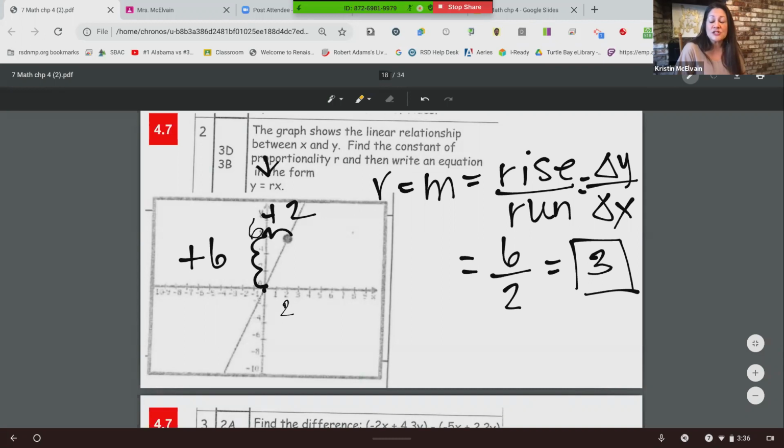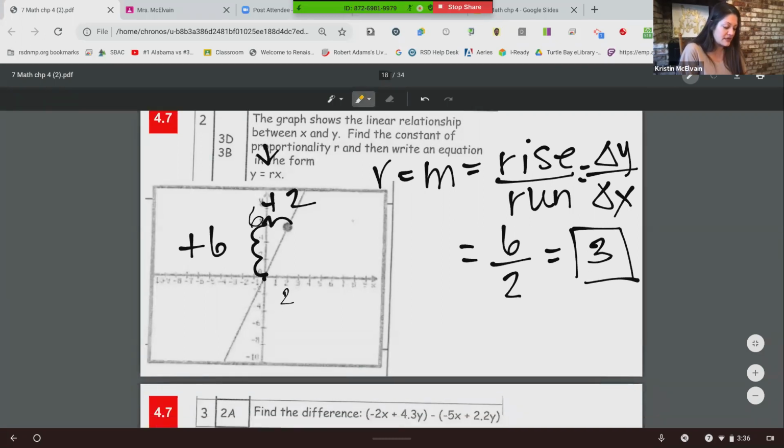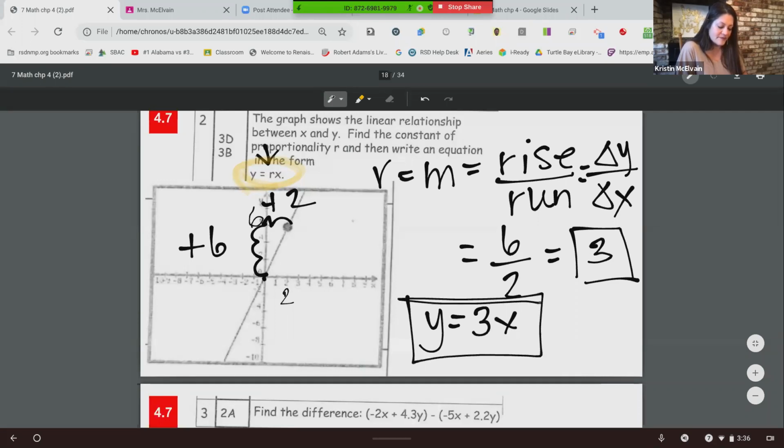Okay, so to put that into y equals, into this one here, you see me? All right. Then we're going to say, okay, so that is our r. So that's going to be y equals 3x. Okay, that's our actual answer. Okay, so that's the equation of this line right here. All right, cool.